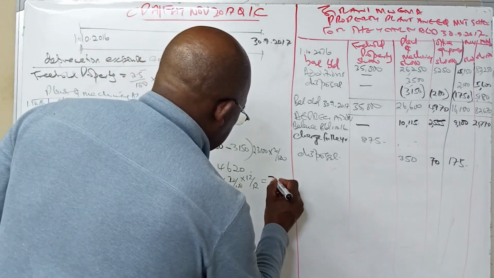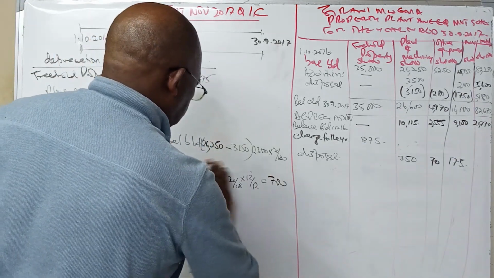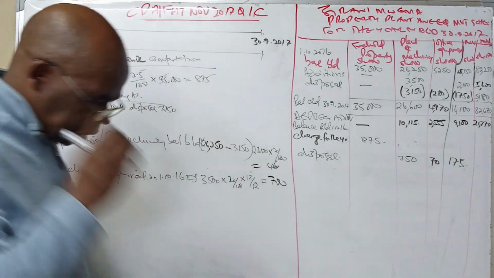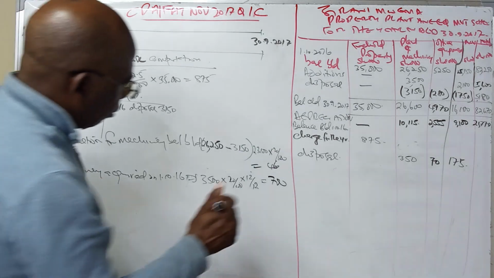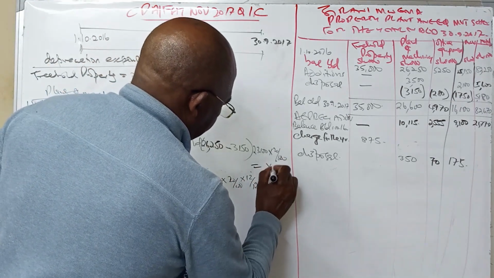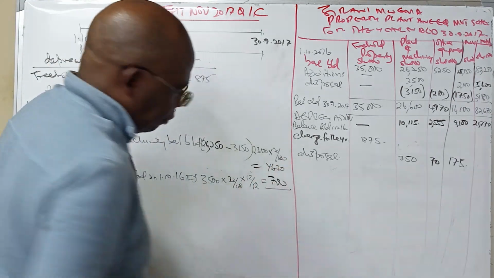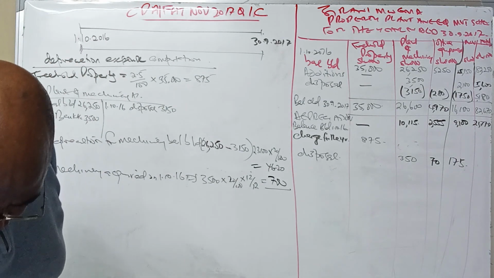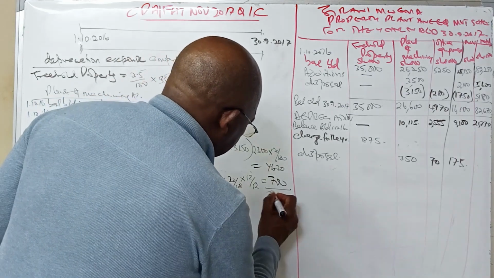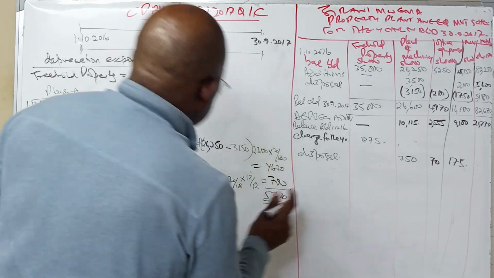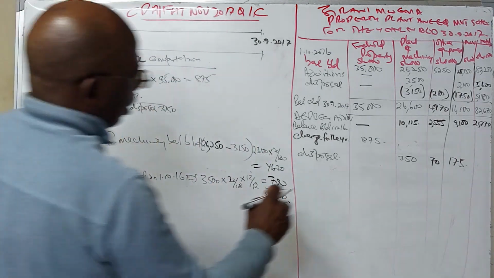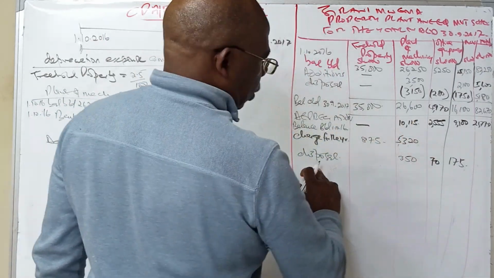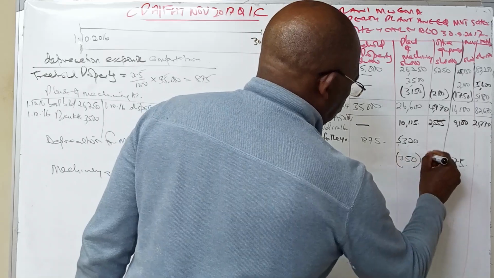So if we say it is 4620 here, if you add 700 plus 4620, we get a figure of 5320. So our charge for the year for plant and machinery is 5320. These disposals are definitely subtractions, so we bracket them.